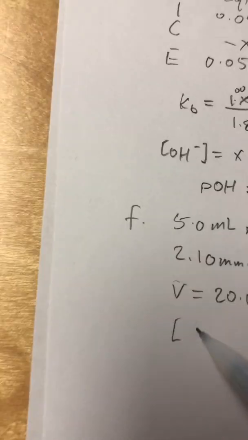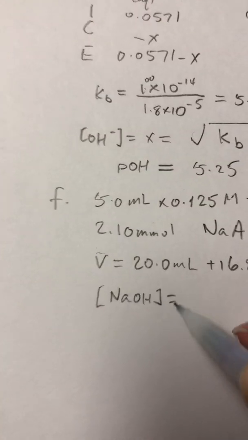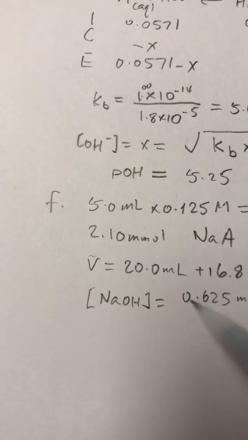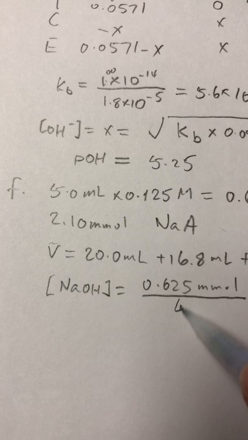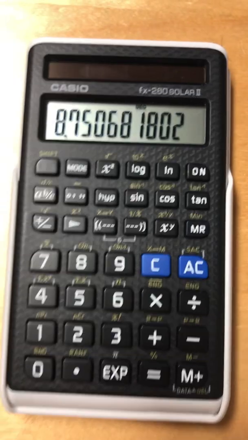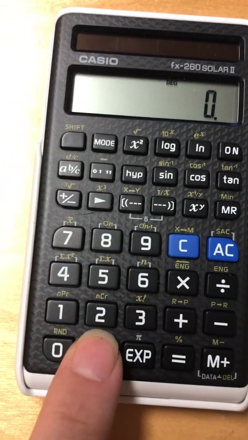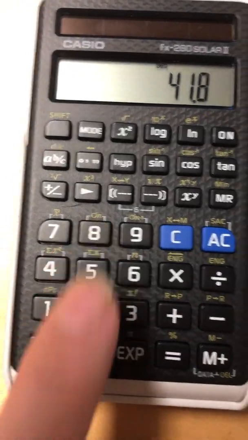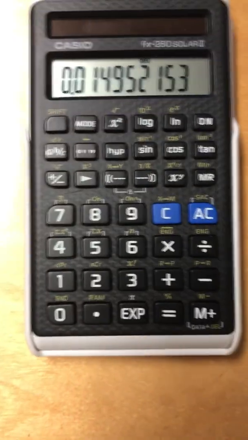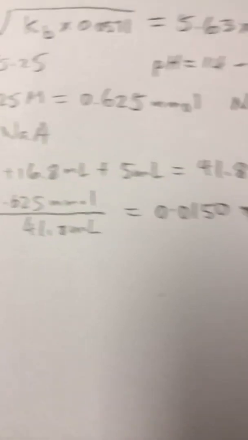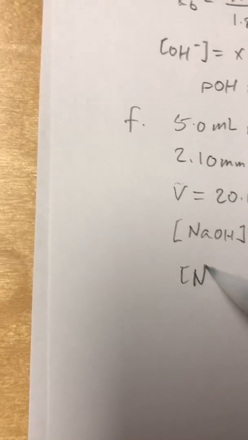Then what will be the concentration? The concentration for sodium hydroxide at this condition equals 0.625 millimole divided by the total volume, which is 41.8 milliliters. Now you need a calculator. That's a simple division. First clear, 0.625 divided by 41.8 gives you, okay, 0.0150. 0.0150 molar.